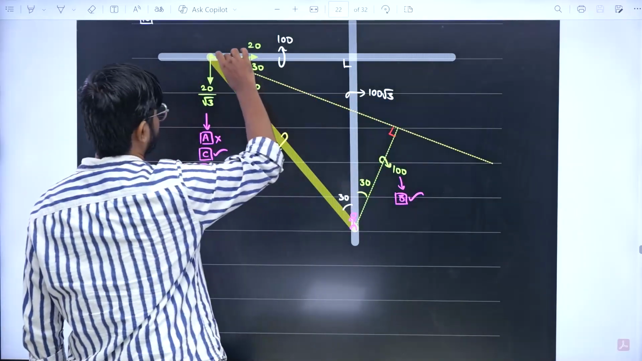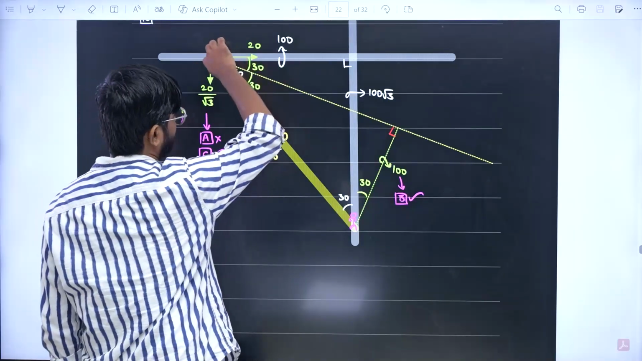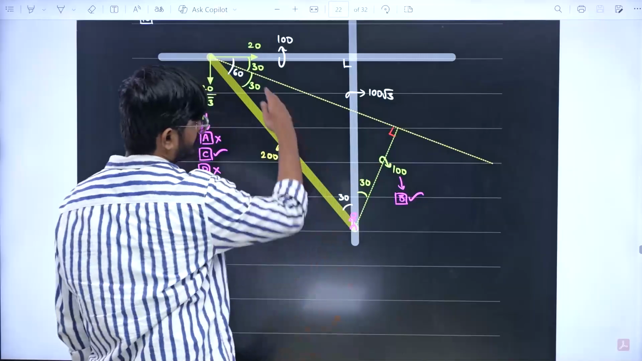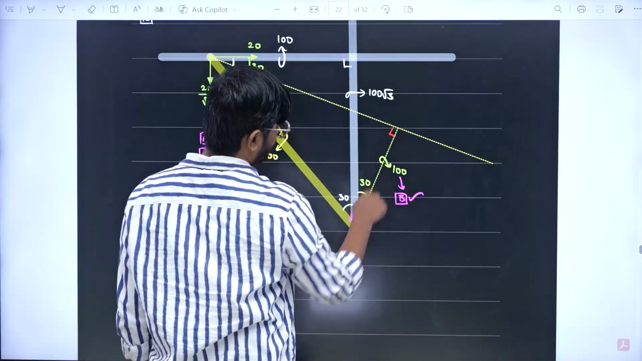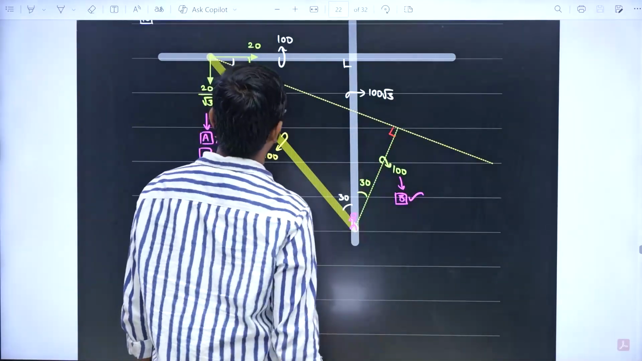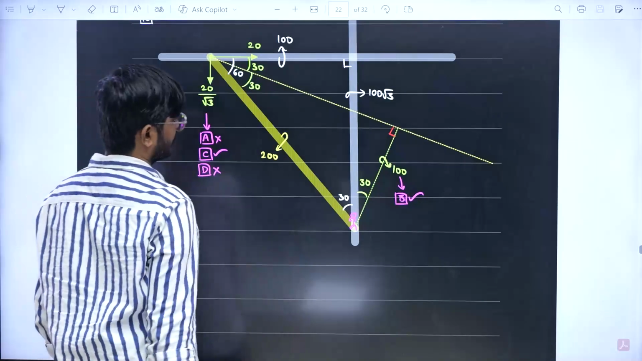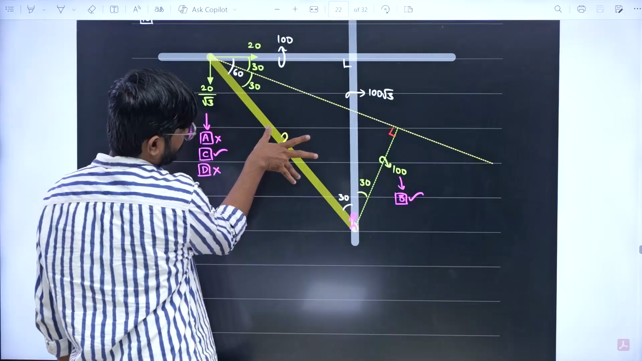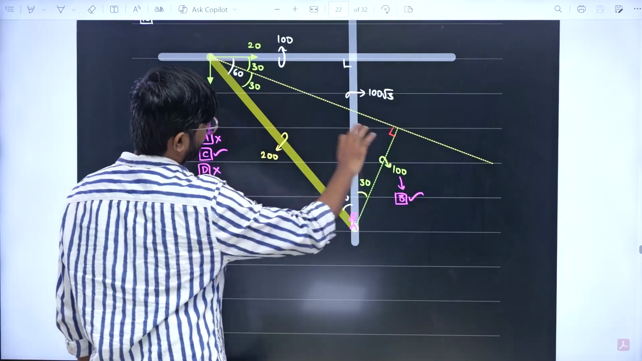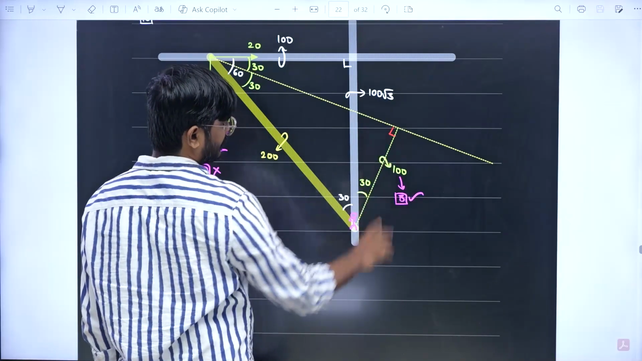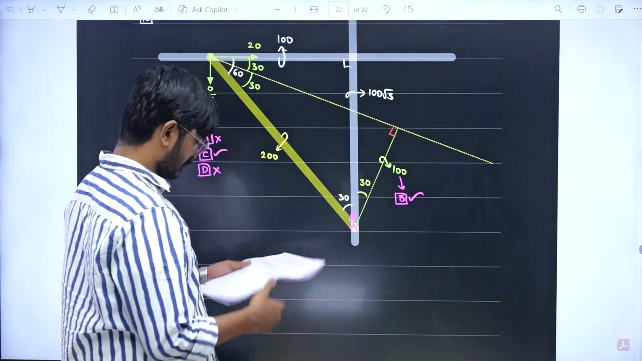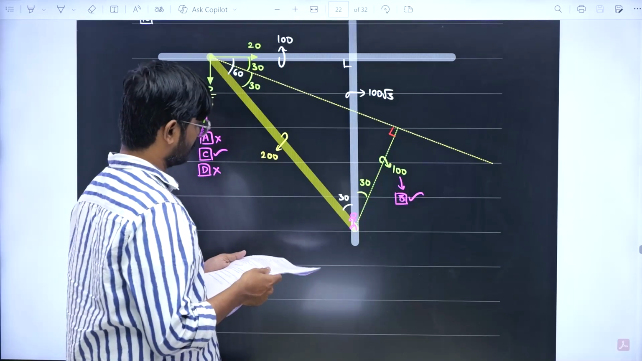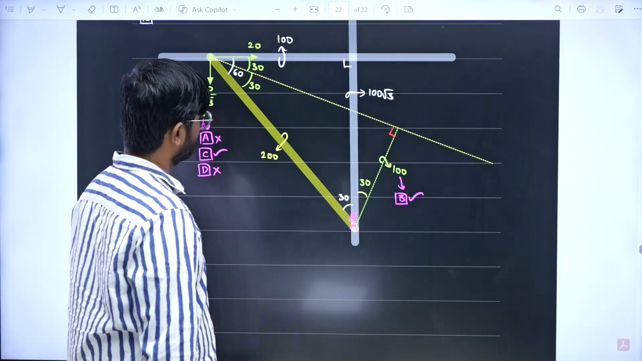You can see tan theta is 1 by root 3. So net velocity will be making an angle 30 degrees. So minimum distance is going to be this. You can drop a perpendicular. If this is 30, this is going to be 30. Then you need to find this distance, 200 is given. So if this is 200 and this angle is 30, you can find this length is 100. Minimum distance is 100 and they won't collide, so only that much is needed, right?